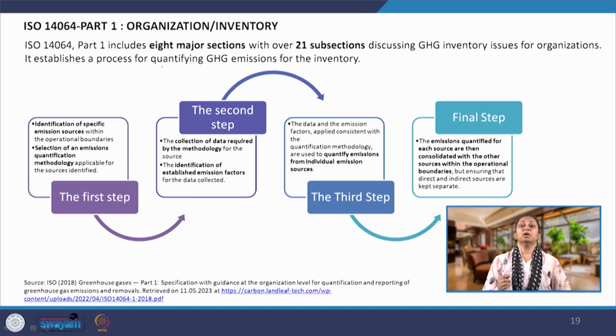Step 2, then we start collecting the data. For example, how many cars are owned by the campus population, how many scooters are there, how many bicycles are there. So, we will calculate these specific numbers. This is data, if we have to calculate how much emission is resulting from this particular activity, which is one of the emission sources, within the operational boundary that we are considering. And then we will also identify the established emission factors.